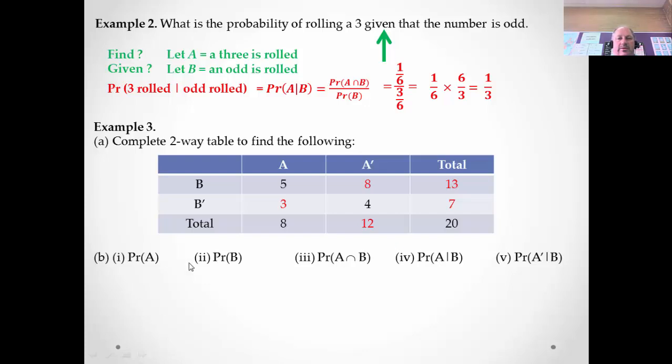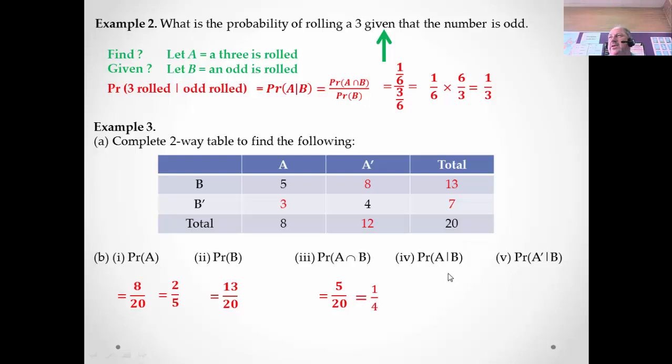Now we can answer the question. What's the probability of A? It's 8 out of 20, which can be simplified because 4 is a common factor of both those numbers. So 2 fours are 8 and 5 fours are 20. Probability of B, we go to the B row. Chance of being B, there's 13 in B out of the 20. Can't be simplified. Probability of A intersecting B means belonging to both A and B. So it's 5 out of 20, which simplifies to 1/4.